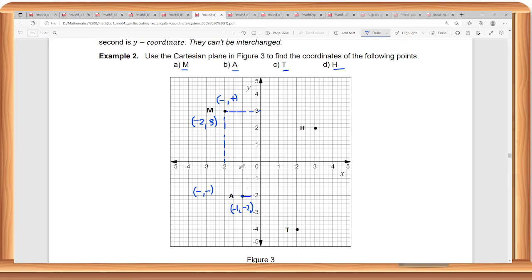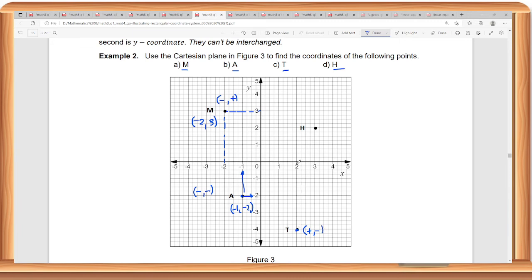Okay, here. This is the x and this is the y. For point T, it is in the fourth quadrant, so you can see that it is on the right side of the x-axis, and below here for the y-axis, for the y coordinate. So we have a positive x coordinate and a negative y coordinate.